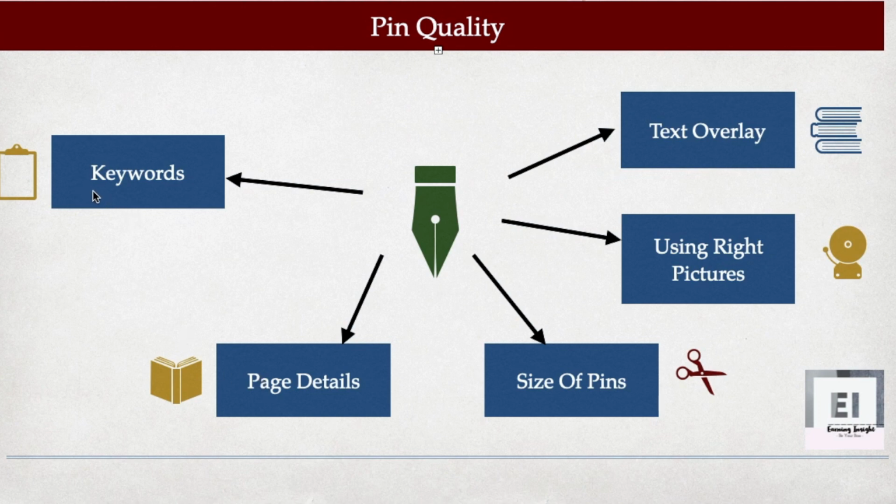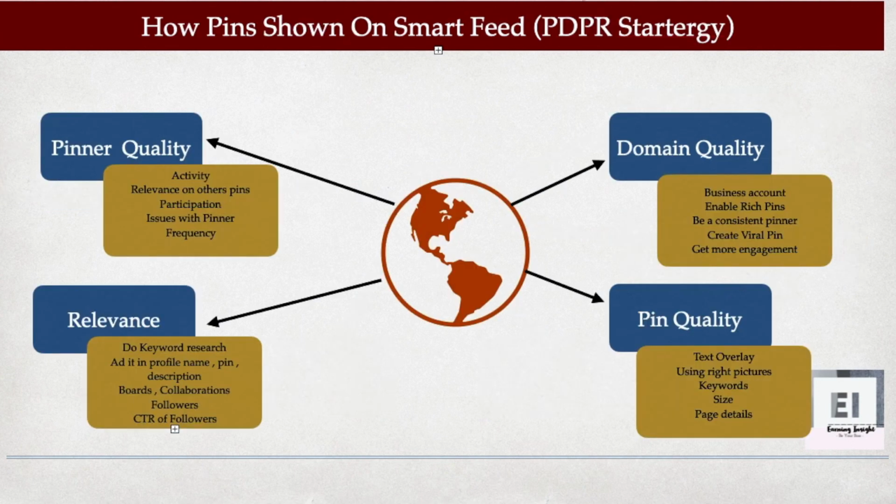Guys, the next important aspect is keywords. Keyword research is extremely important even before you write your content or even before you create your pin. If you don't have the right quality of keywords in your profile name, in your pin description, in your pin title, then ultimately your pin quality will go down and Pinterest will not promote your pin to several users. So guys, these are the four basic pillars by which the Pinterest algorithm decides which particular pins to promote.